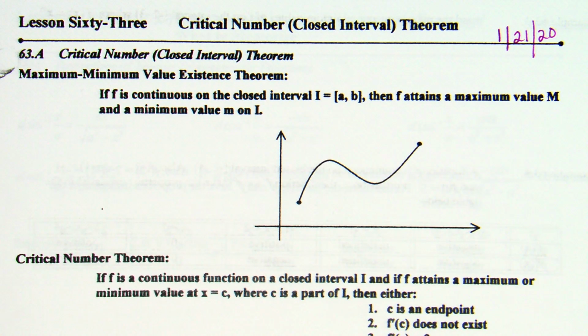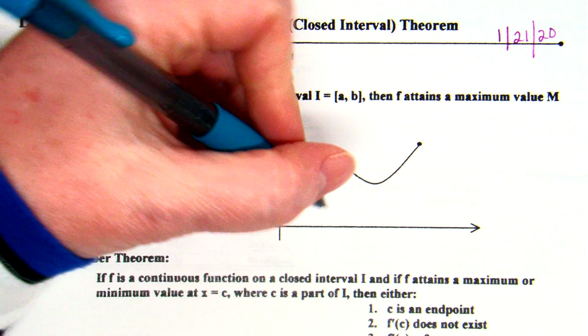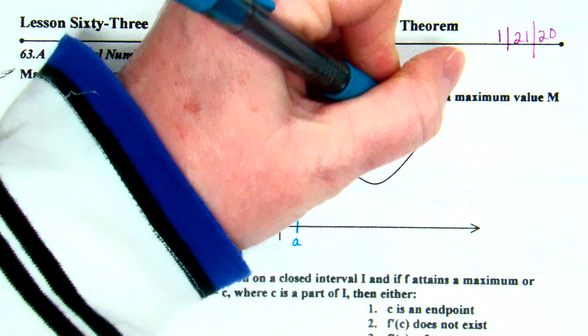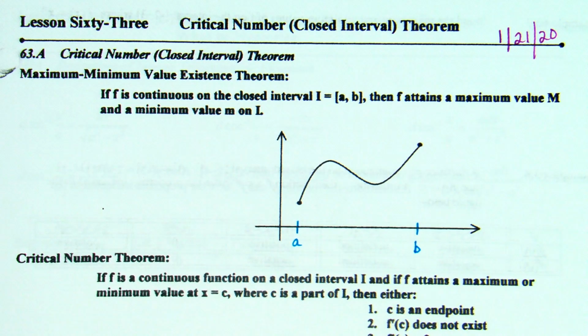Okay, so if f is continuous, remember continuous is you can put your pencil down, it all connects, right? So if f is continuous on the interval from a to b. So when we say on the interval from a to b, that's saying this point is at a, and that point is at b. Okay, so a and b are just the endpoints of this interval. So if f is continuous on this interval, then f, the function, attains a maximum value, capital M, and a minimum value, lowercase m, on this interval.